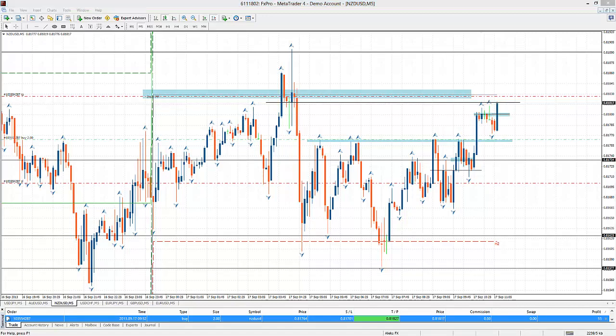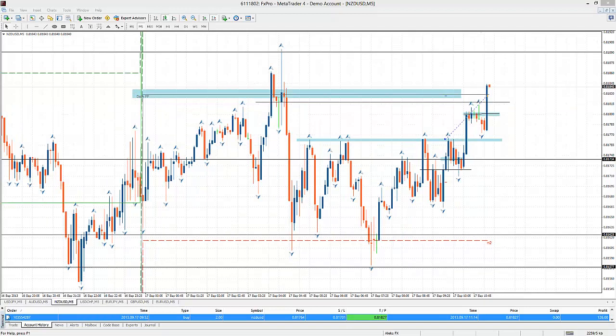But the buyers are still sort of struggling here. Let's see if we get a push higher. Still nice strong looking candle here. And I think we should hopefully get paid now. Alright, so we've just been paid on that trade.